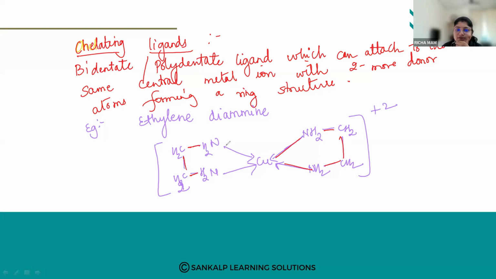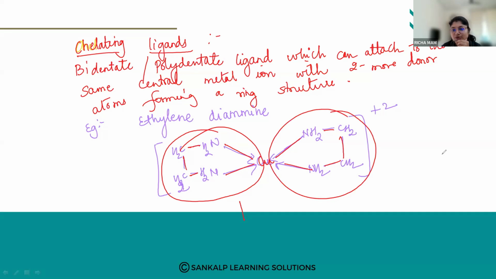So whenever you have bidentate or polydentate ligands which can attach to the same central atom, so only one central atom is present, with two or more donor atoms. This is one bidentate ligand and this is another bidentate. I had shown you, right? Metal and ethylene diamine and ethylene diamine. You can see the ring-like structure. So whenever a particular ligand is bidentate or polydentate and attaches to the same central atom, it will form a ring-like structure, and such ligands are called what?